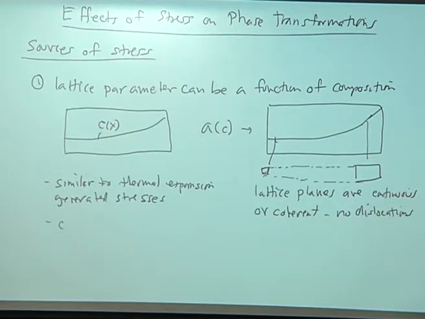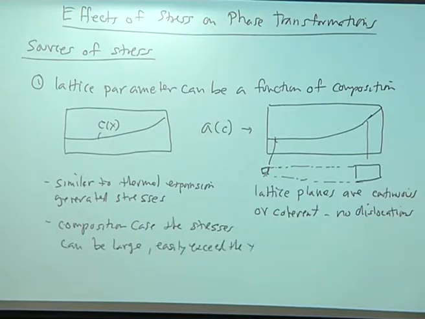In the composition case, they can be large. And so the best example of this is diffusion of carbon in iron. It's an interstitial atom, and that generates such large stresses that you can actually get dislocation motion as a result of this. And so these can be quite large, so they easily exceed the bulk yield stress of the material.